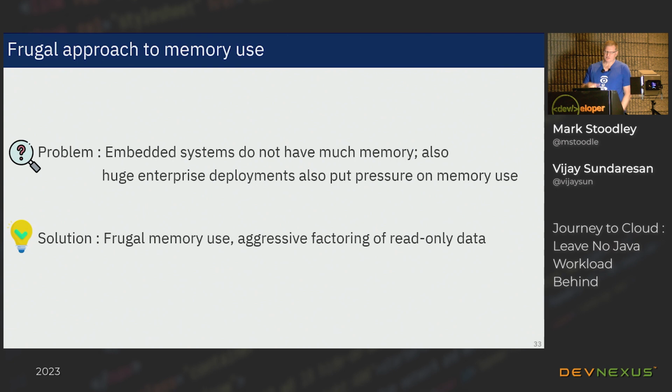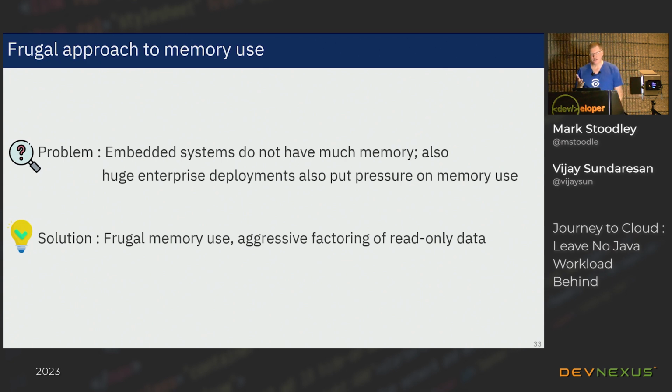All right, so let's start shifting into that third part of the talk where we talk about some of the things that we had to deal with. The second problem that we're going to talk about is frugal memory use.